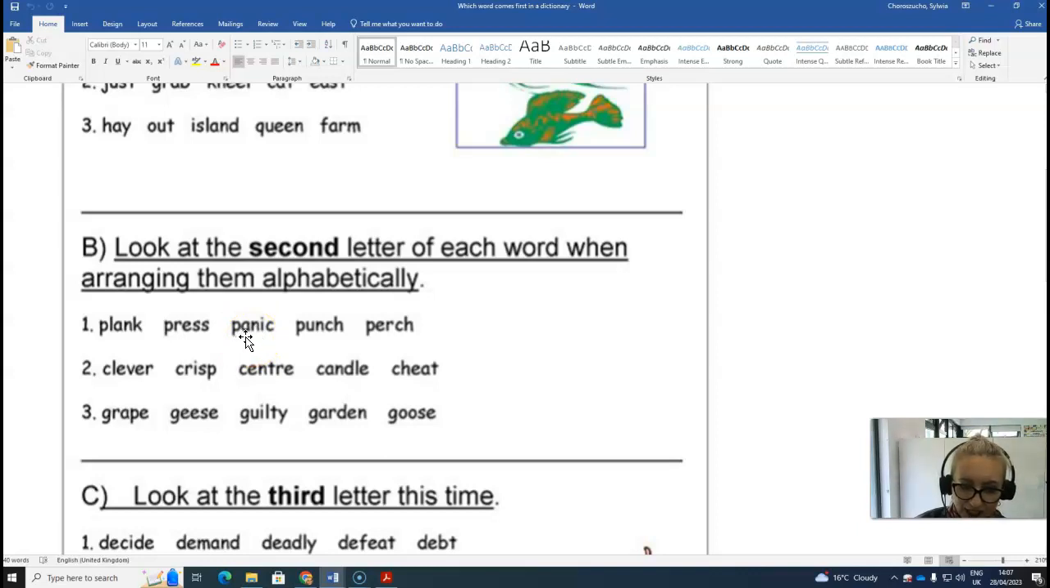Then, again, what's next? We've got E, because after A, the next letter in the alphabet will be E. So perch will come second in the alphabetical order. Then we've got L, R, and U. So out of these three, which comes after E? We've got L. So plank will be third, and then we've got press because R comes after L, and U comes last in alphabetical order.